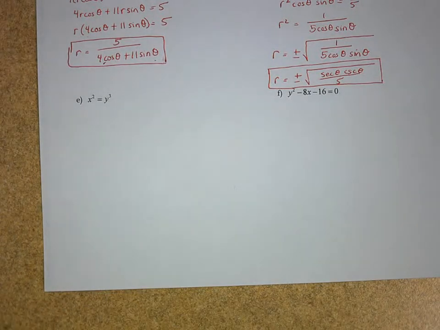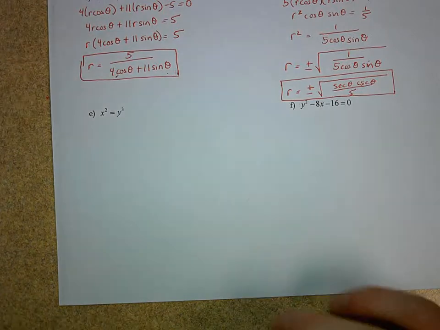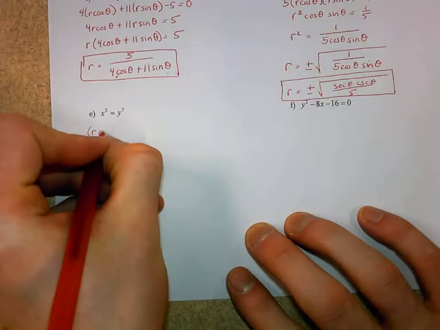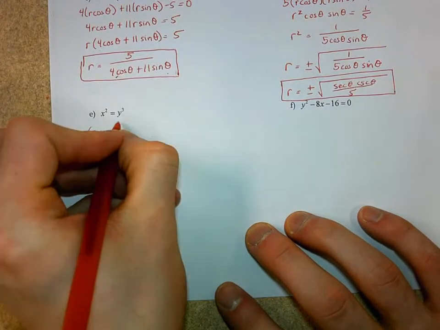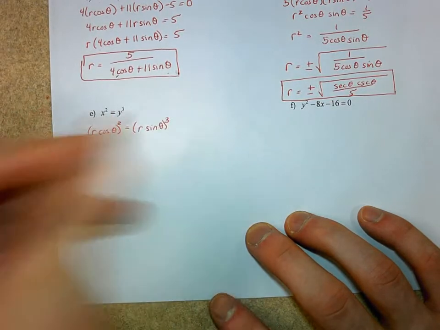x squared is equal to y cubed. Let's graph this in both rectangular and polar coordinates. And for polar, we need to first convert. So wherever we have an x, we're going to put in r cosine theta. Wherever we have a y, we're going to put in an r sine theta.